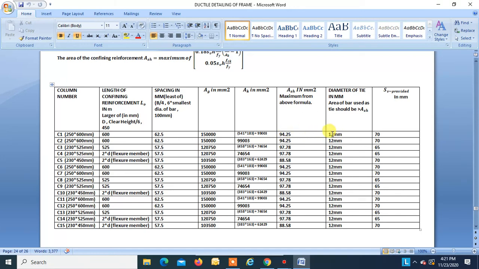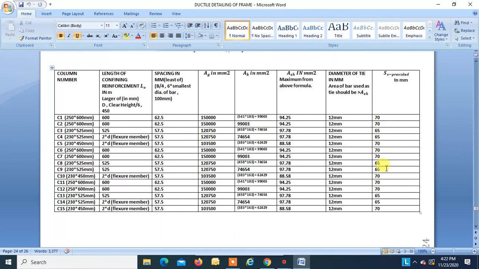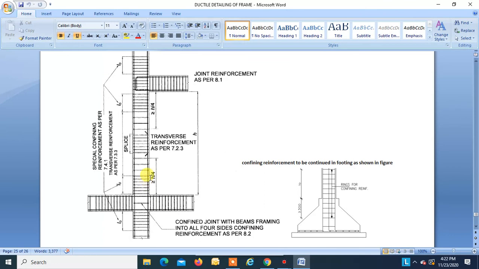Now as we are providing more area ASH, we can revise the spacing. Simple. Put ASH equal to 113 and get the new spacing. So this is the new spacing which we get, right? So this is the spacing of ties to be provided, confining reinforcement to be provided over here and here, right? This confining reinforcement has to be continued in the footing also, right?